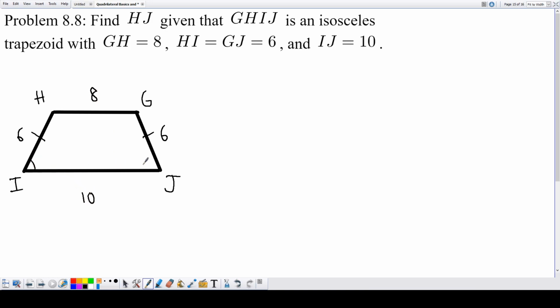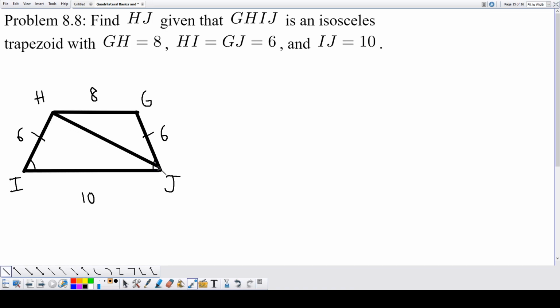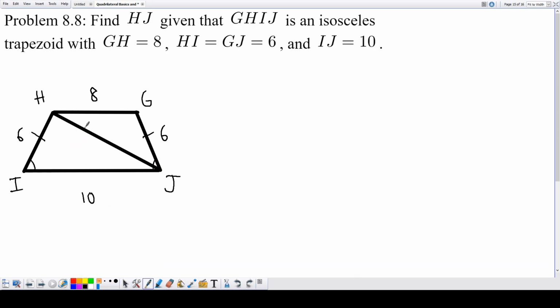So, angles are the same, diagonals are the same. It wants us to find HJ, one of the diagonals. So let's connect those two. And the bases are parallel. Therefore, I know that this angle and this angle are the same. But I don't really know much more.